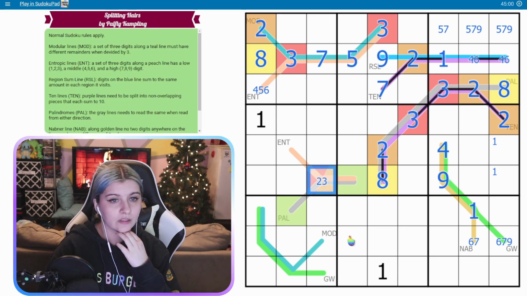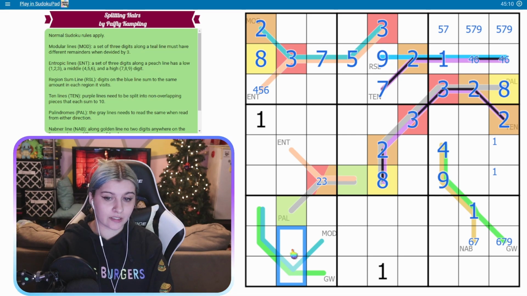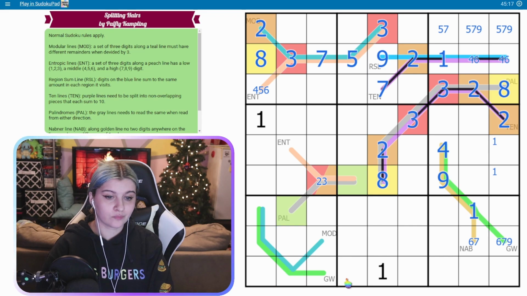Or do I want to think about where red and orange go in here? Orange cannot go here. Orange is not green. Orange might not be able to go here. What if orange has to go here? What happens then? I think it's fine.